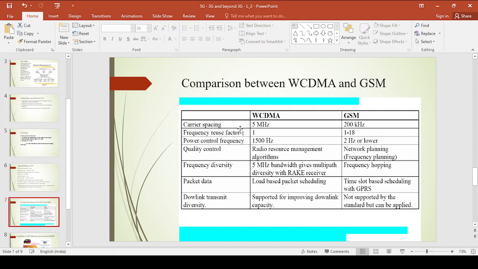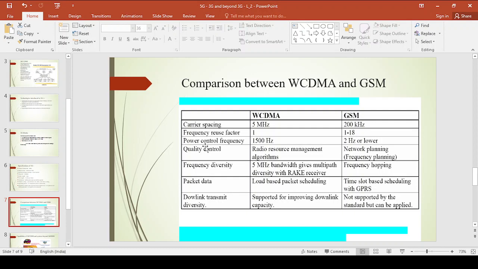You know already what is meant by frequency reuse. It is the rate at which frequency can be reused in the cell, right? Now the frequency reuse factor is 1 for WCDMA, and for GSM you have 1 to 18. The frequency reuse factor is 1 to 18 for GSM, right? And next you have power control frequency, right?